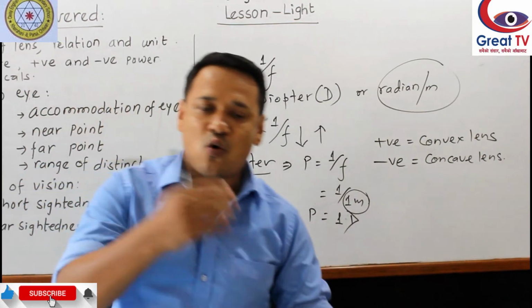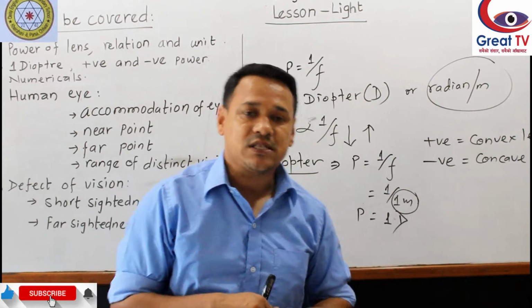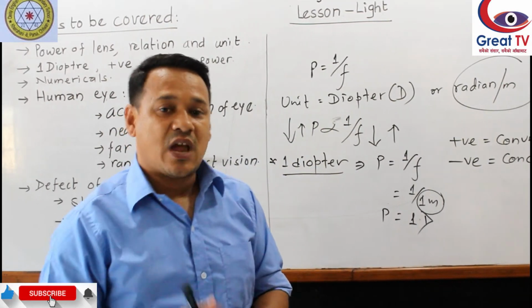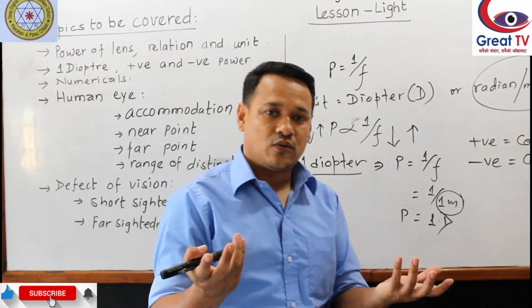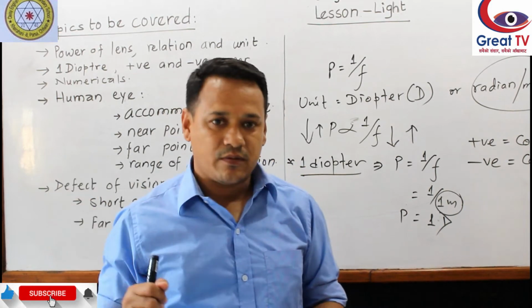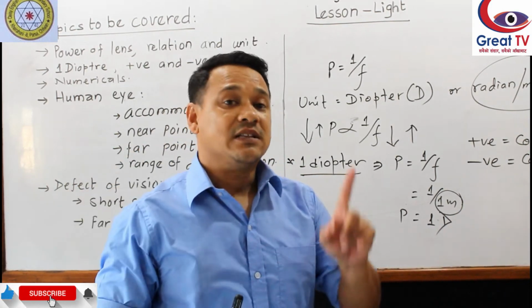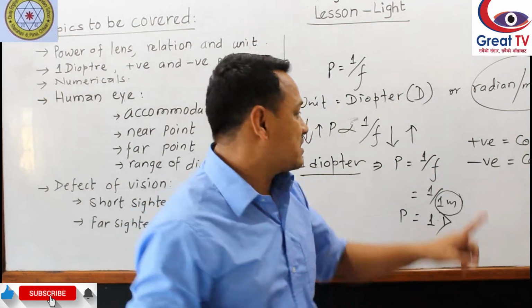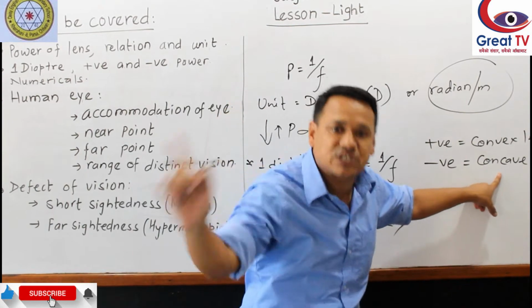In your friends' or your home also, somebody may use spectacles. At that time you can ask, what is the power of your glass or spectacles? Then you will get the answer, like minus 0.5 or plus 1. Minus 0.5 means there is a concave lens. Minus means negative means concave lens. That is the diverging lens.